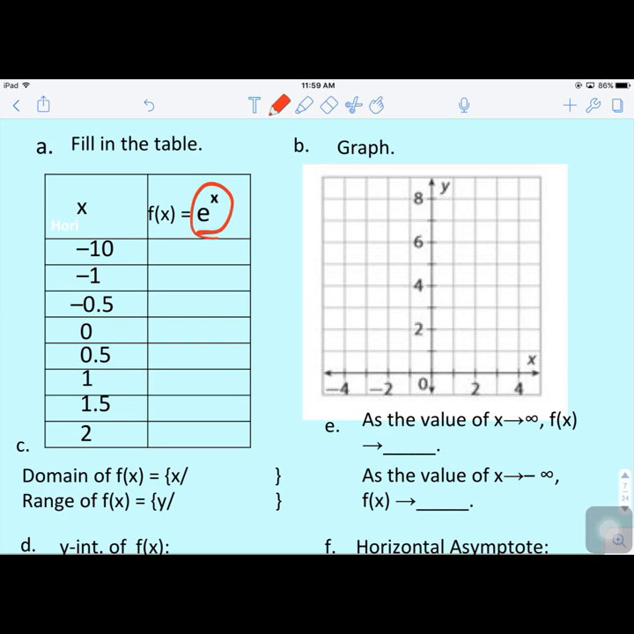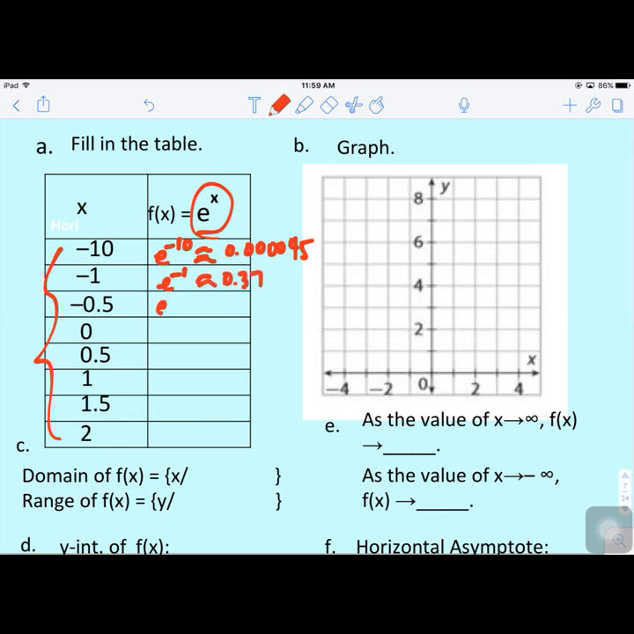And so when x equals all these values here, we're going to take a look at the value of the function. So we have e to the negative 10. That's going to be a very, very small number. It's going to be 1 over e to the 10, which when you punch it into the calculator, you're going to be getting something like this, 0.00045. E to the negative 1 is basically 1 over e, and that's going to be 0.37.